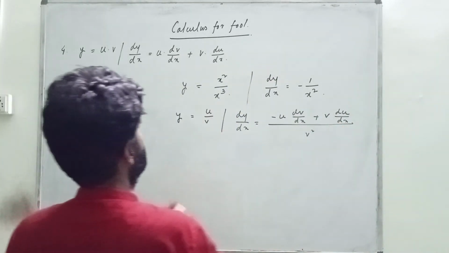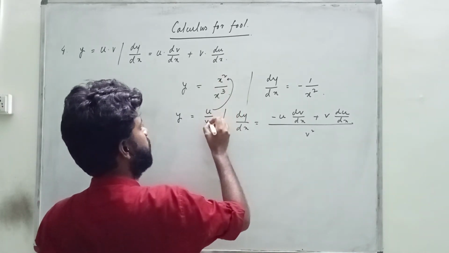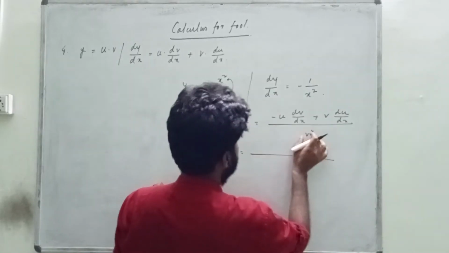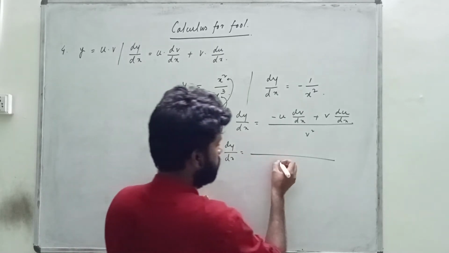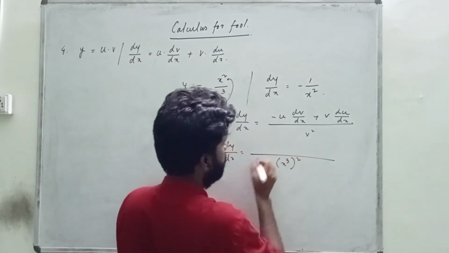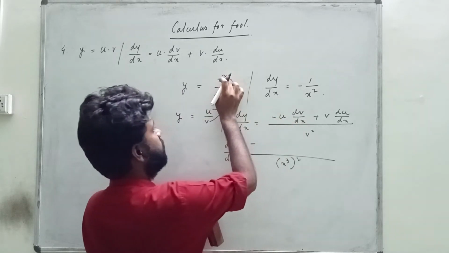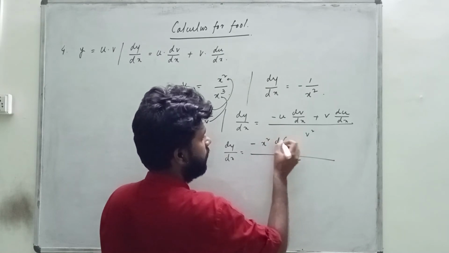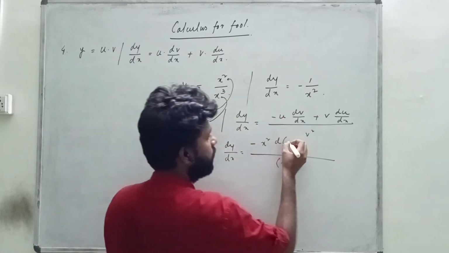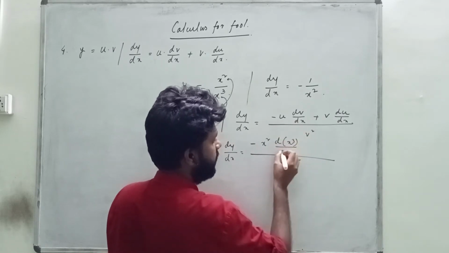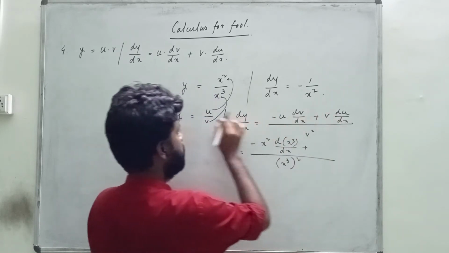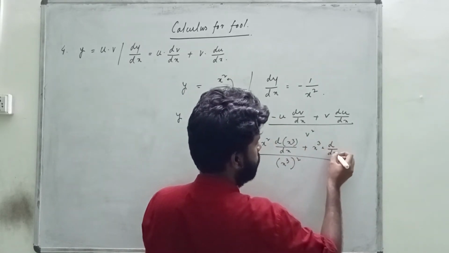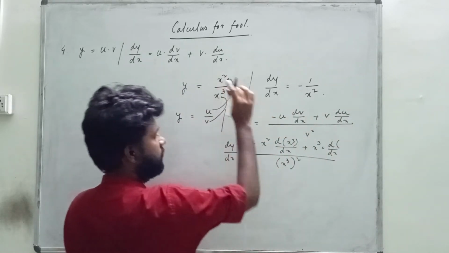Just put it here. So u means x squared and v means x cubed. So what will dy over dx be? The v squared means x cubed whole squared, minus u means x squared, dv means x cubed over dx plus v means x cubed into d over dx of u, which means x squared, right?